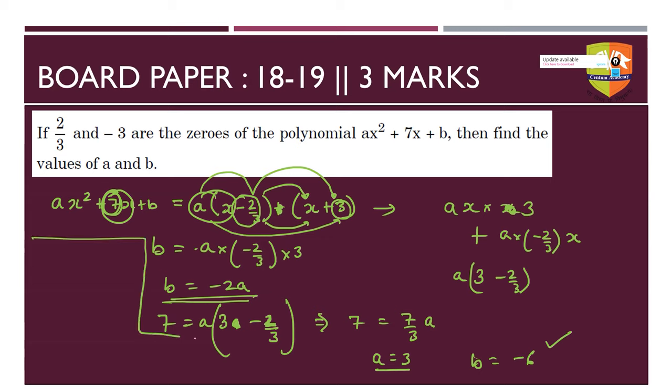Another method is sum of root, product of root. So sum of zeros, 2 by 3 minus 3, is equal to minus 7 upon a. This would be easier. Adopt this only. So a directly is 3 from here. And then product of root. So 2 by 3 into minus 3 is equal to b by a. Right? So b will be 2a, which is minus 2a minus 6. Adopt this one. This is better.